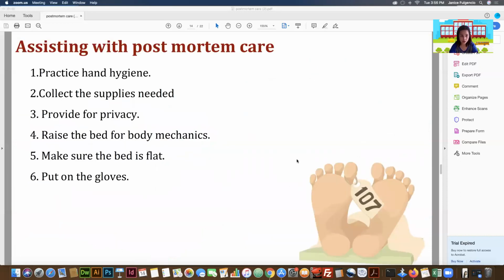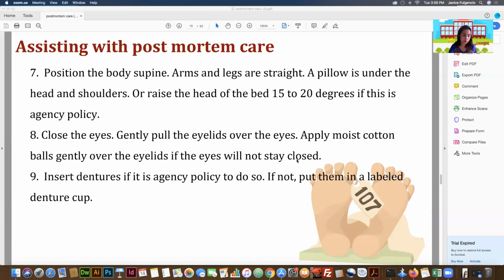So, assisting with postmortem care, we need to practice hand hygiene. We need to collect the supplies needed, like the bed bath equipment and the kit for removal of the IV cannula and everything. Then raise the bed for body mechanics, so that you can do it without body pain or back pain. Then make sure the bed is flat. Put on gloves.